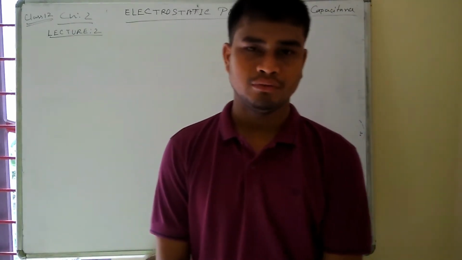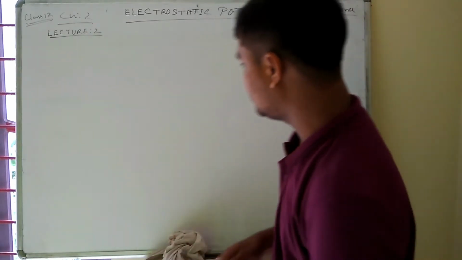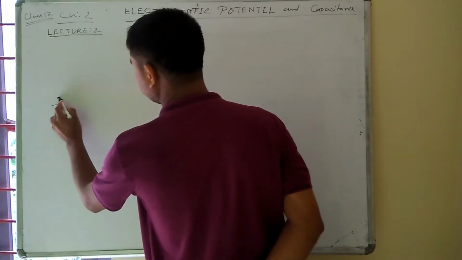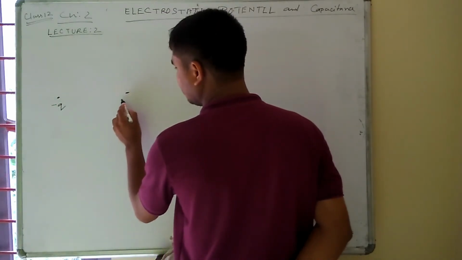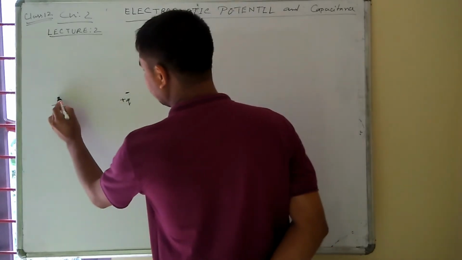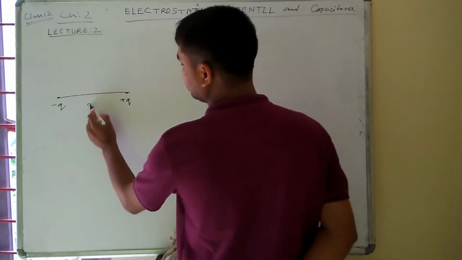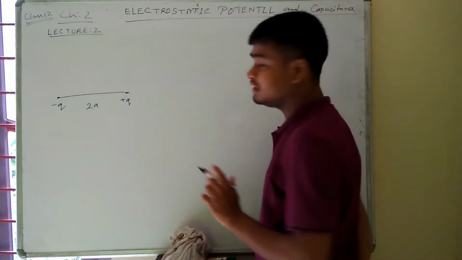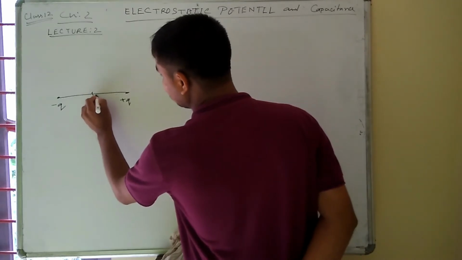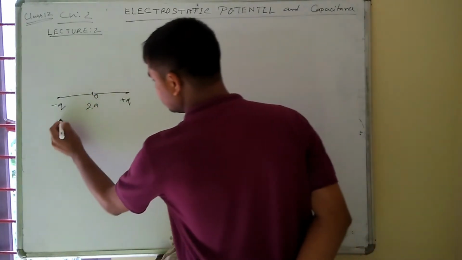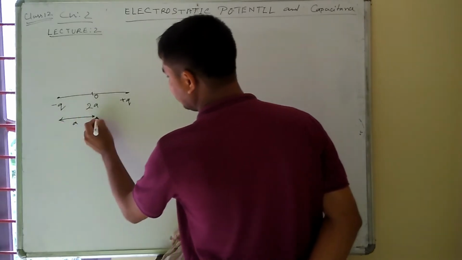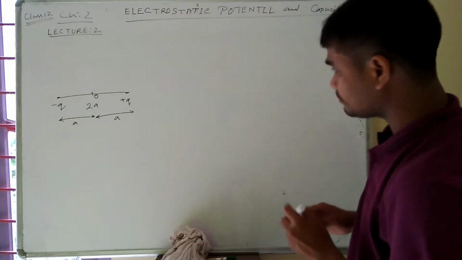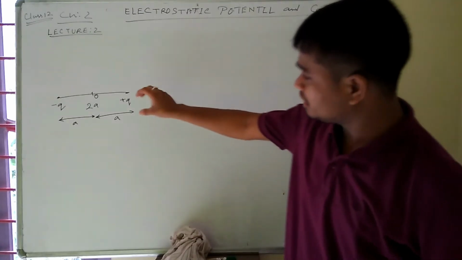We know what a dipole is. A dipole is a pair of charges which are opposite in nature, and they are separated by a small distance. Here the small distance is twice a. O is the center of the dipole, so this is distance a and this is distance a. Now we will find the electrostatic potential due to this dipole.